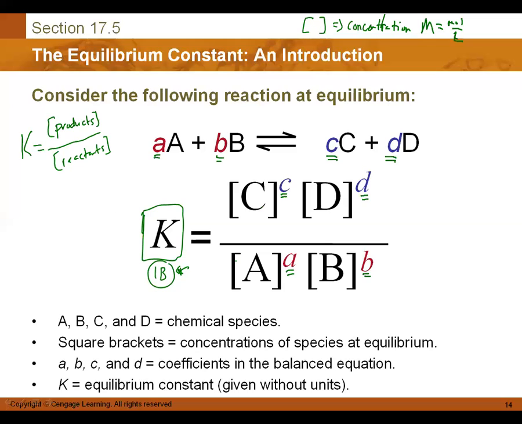Now, K is one of the few things in chemistry that does not have units. So K is just a number.